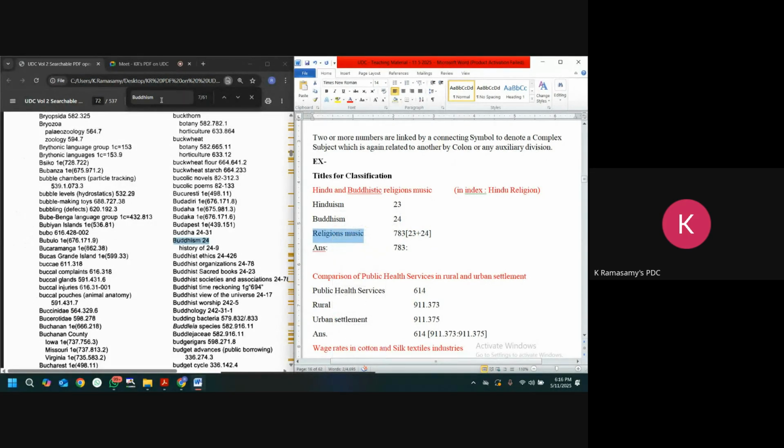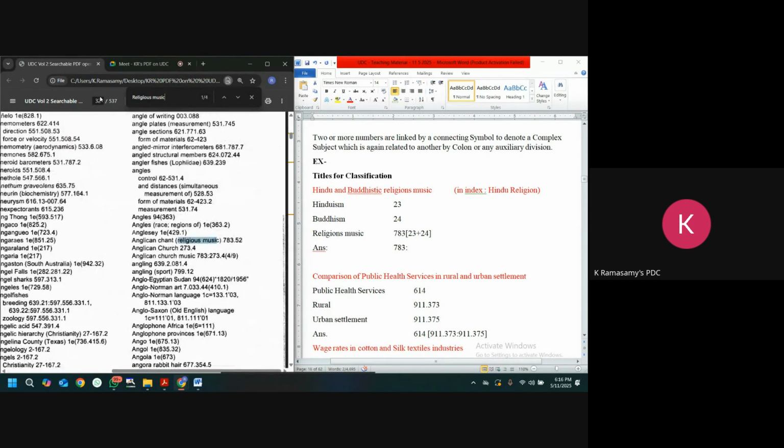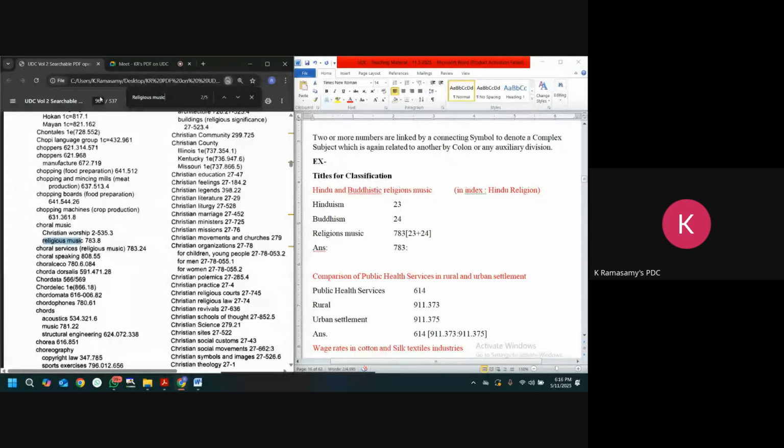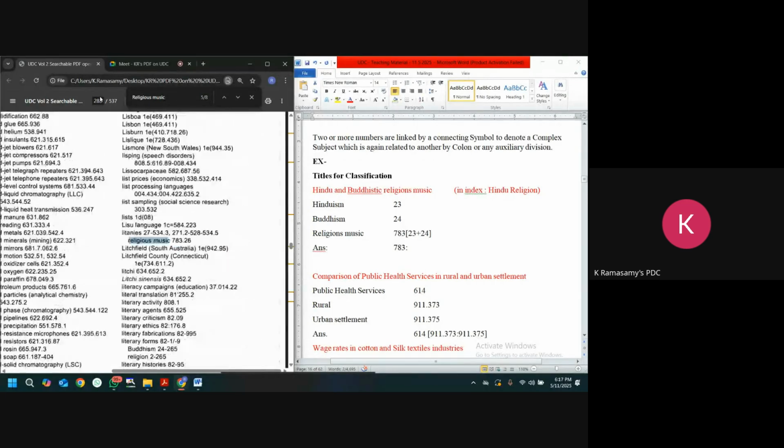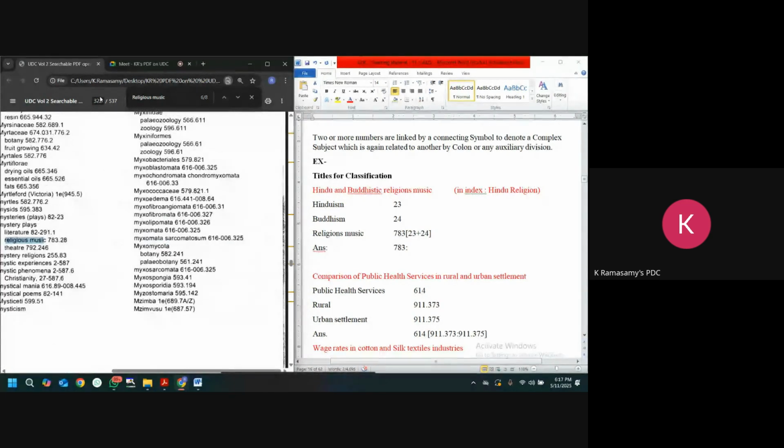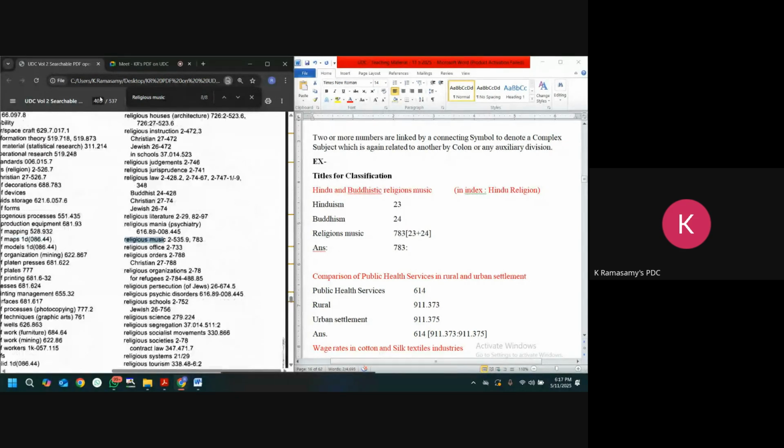So let me go to the index. I'll try for the number religion music. Is there a number called religion music? No. So I'll try R-E-L-I-G-I-O-U-S, religious music. It is given as religious music. It goes from one entry to another entry, so just keep on pressing the enter key till it reaches religious. Yes, what's the number here? Religious music number is 783.